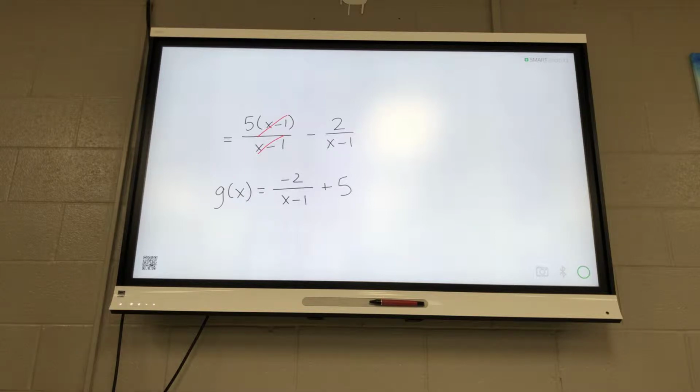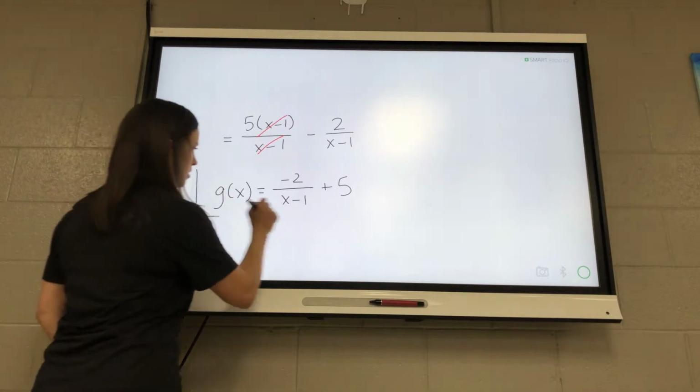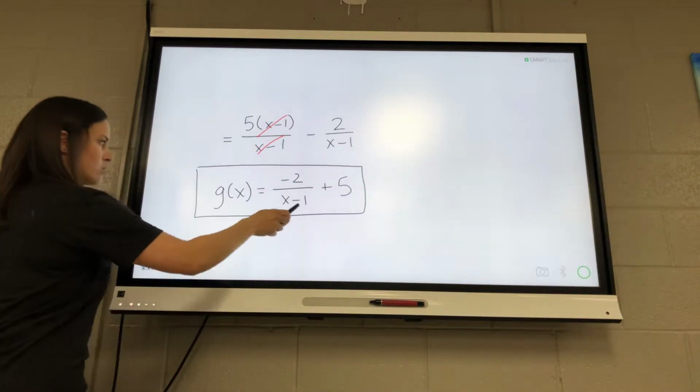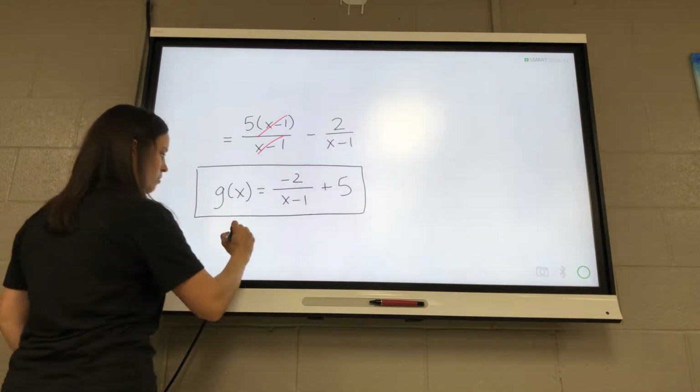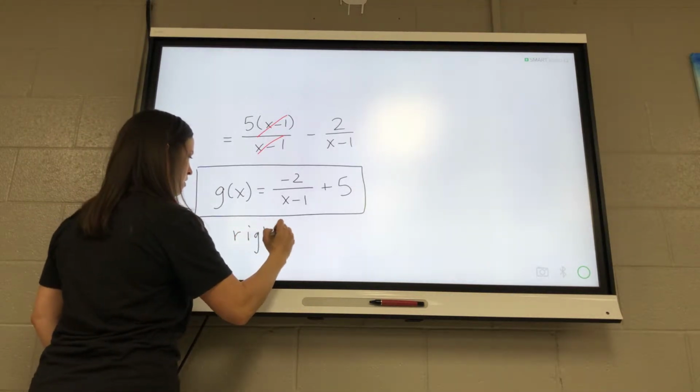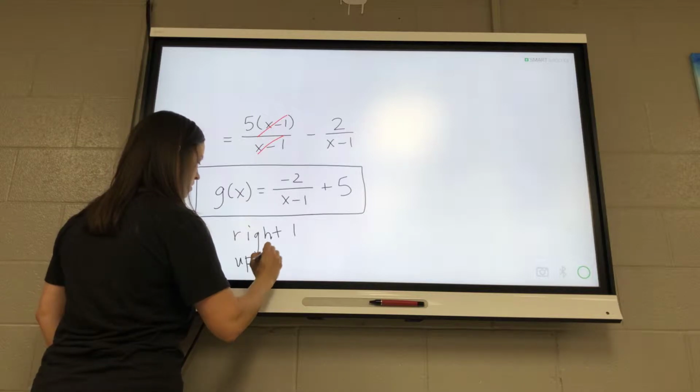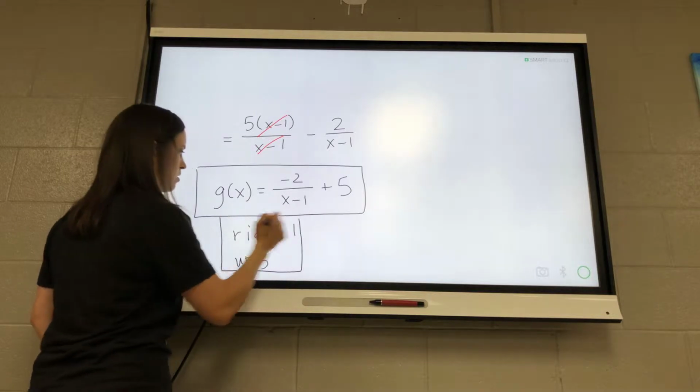Alright, and the question also asked us to rewrite the function, graph it, so we're not graphing on this section, and then describe the transformations. So we're here, and then we're going to describe our transformations. So what does our denominator do for transforming? Right 1 and up 5. That's all we're doing on those.